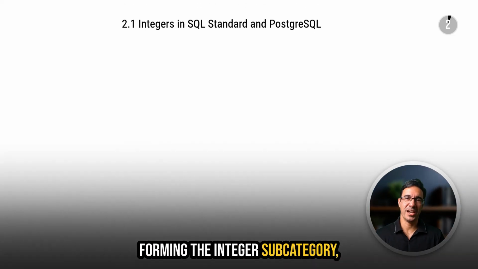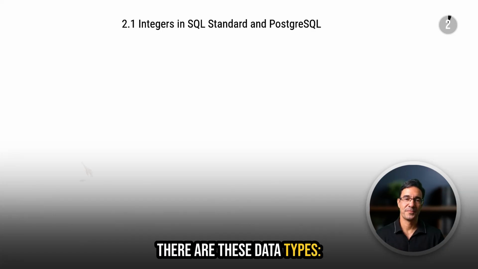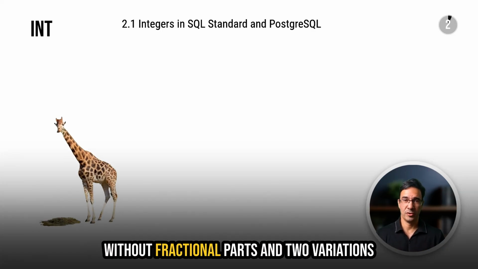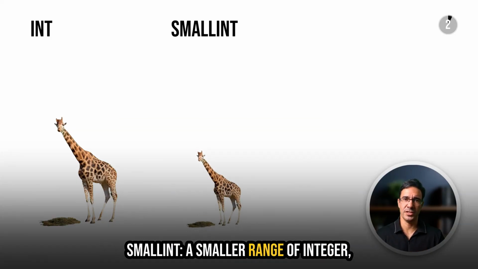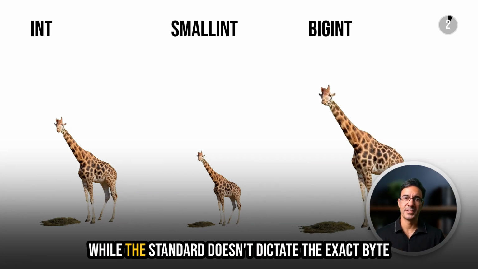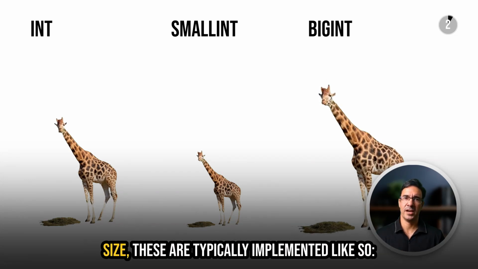Forming the integer subcategory, there are these data types. Integer or int, used to represent whole numbers without fractional parts. And two variations: smallint, a smaller range integer used for conserving some space, and bigint, for very large whole numbers. While the standard doesn't dictate the exact byte size, these are typically implemented like so.